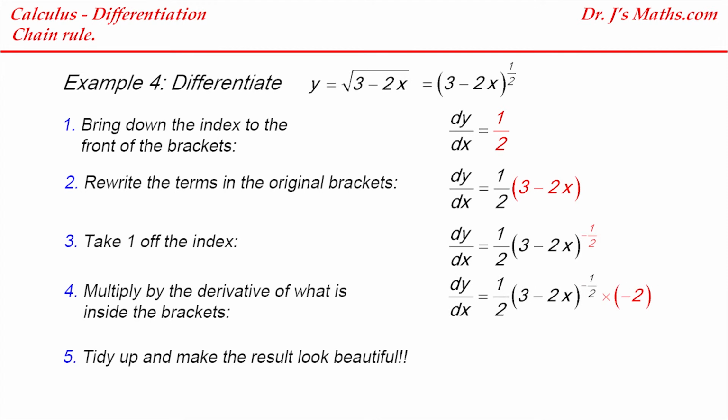Then multiply by the derivative of what's inside the brackets. The derivative of 3 is 0, the derivative of minus 2x is minus 2. Now tidy it up. We've got a half times minus 2, so they cancel out, leaving us with a negative 1. And the negative index means take the radical and put it underneath, so it's minus 1 over the square root of 3 minus 2x. Always the same, always a beautiful way of getting a good result.